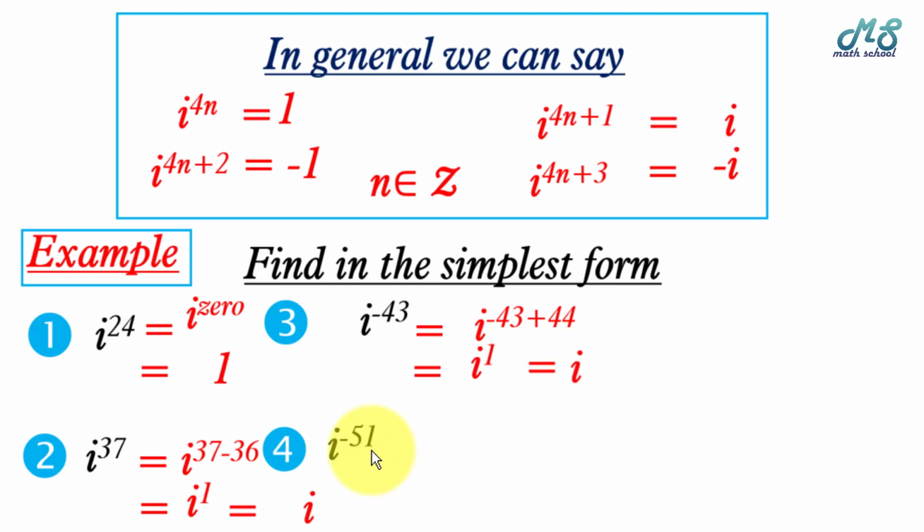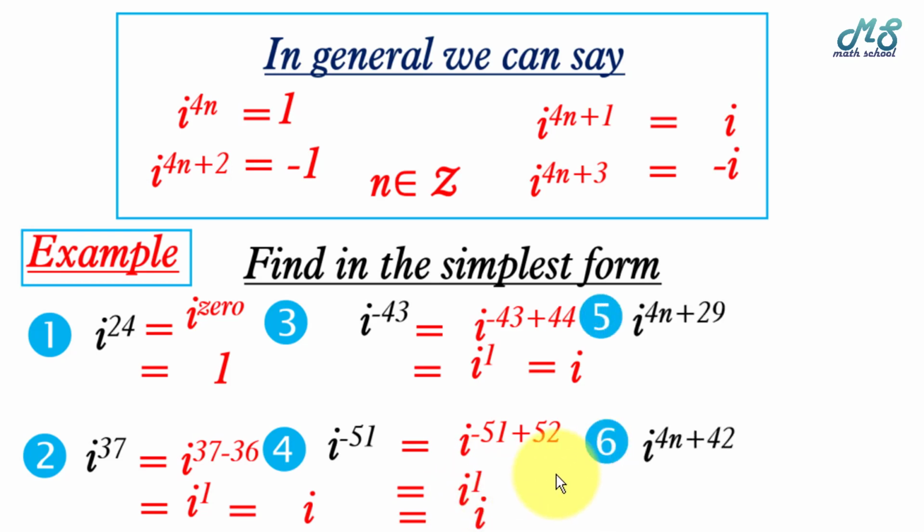I to the power negative 51, in the same way, equals i to the power negative 51 plus 52. 52 is divisible by 4, so we can add the two indices: negative 51 plus 52 equals 1. It will be i to the power 1, which equals i. Number 5: i to the power 4n plus 29 is equivalent to i to the power 29, which equals i to the power 29 minus 28. Don't forget, i to the power negative 28 equals 1. Now it equals i to the power 1, which equals i.